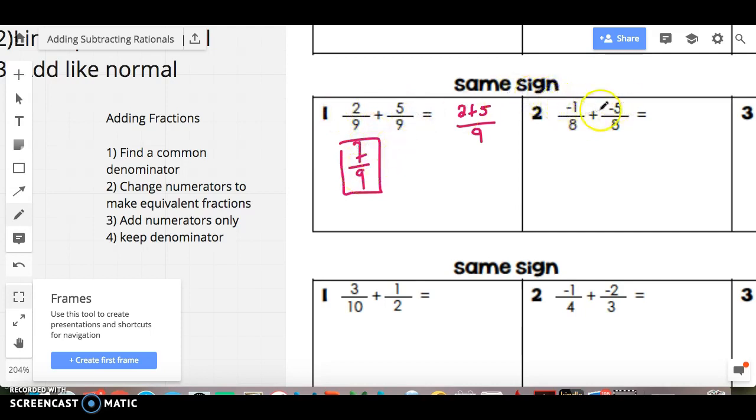And just like before, if it has the same sign, you keep the sign. Over here, same sign, I keep the sign. I'm going to do this one with you. So we have the opposite of 1/8 plus the opposite of 5/8.